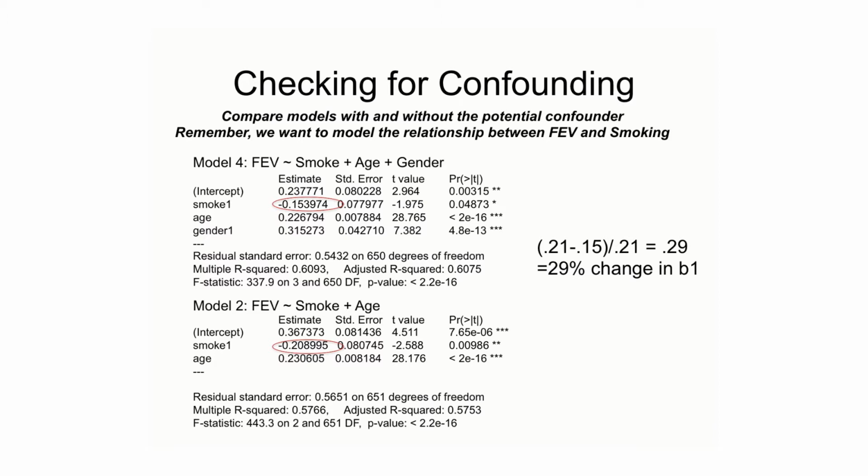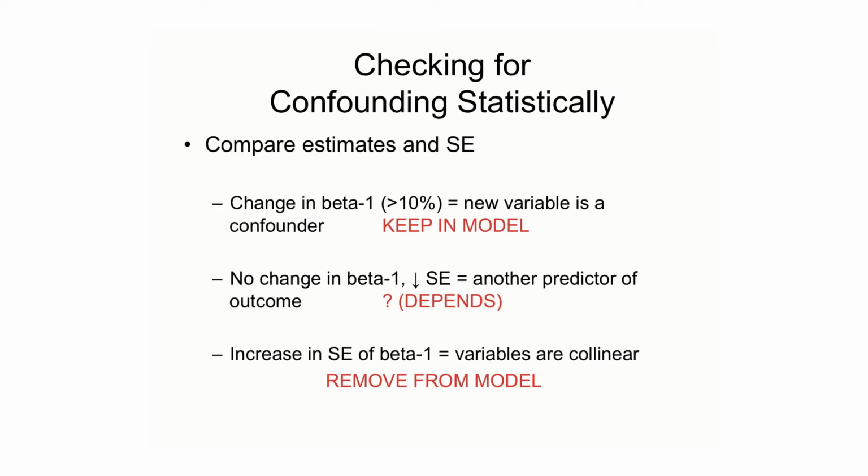But what if we added gender to our model and our beta 1 didn't change by more than 10%? Then we would look at the standard error associated with beta 1 to see if it's a predictor or collinear. So we've said that if there's a large increase in the standard error of beta 1, then the variables are collinear. So we should remove this variable from the model. If there's no change in beta 1 but the standard error decreases, this suggests that x2 is a predictor of the outcome. So if a variable is a predictor, should we keep it in the model?